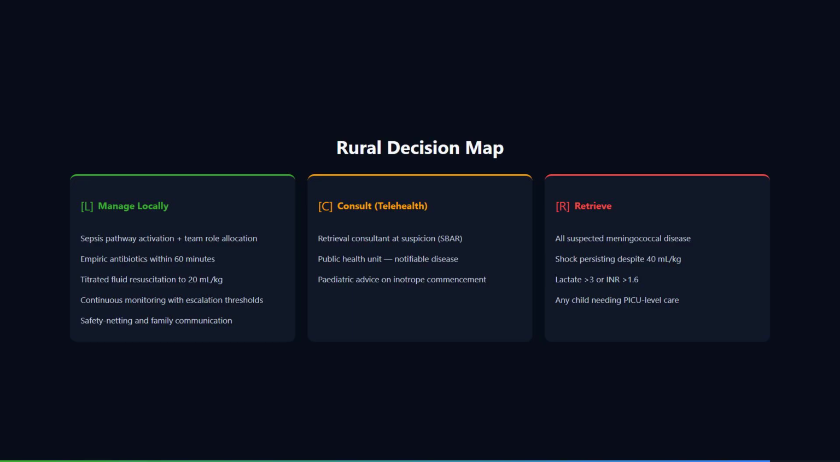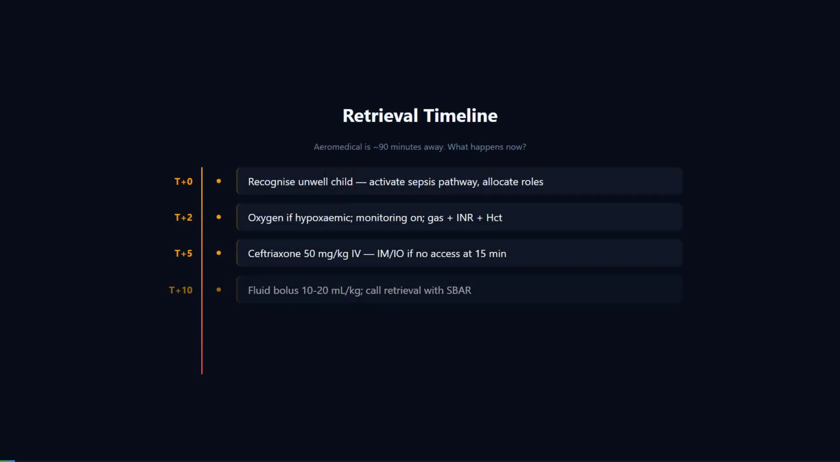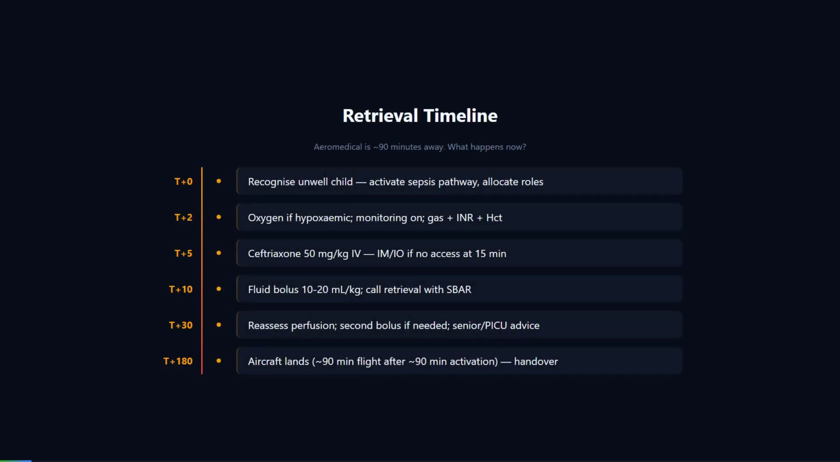At the moment I suspect the diagnosis, not when I have finished stabilizing. The call itself takes 90 seconds and runs on a structure. I am the doctor in StAMPSville, 18-month-old, fever and rapidly spreading purpura, probable meningococcal septicemia, heart rate 180, capillary refill 4 seconds, blood pressure still normal but compensation narrowing. Ceftriaxone given at this time, 10 mils per kilo saline in. I need pediatric retrieval and I need advice on the next hour.